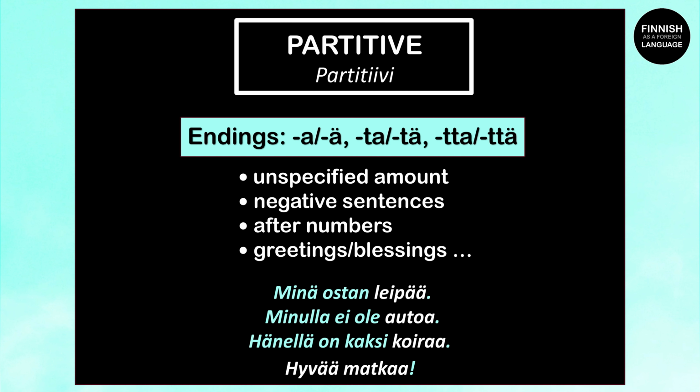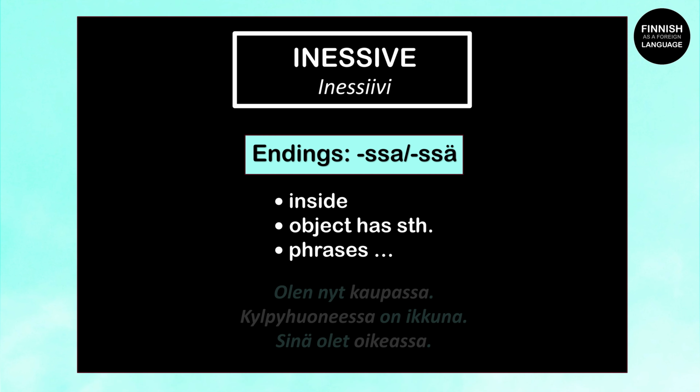And we move on to the next one, the inessive case. This one is ending in either ssa or ssä. The inessive case is used when we're talking about something that is inside. Then it's also used to express that an object has something. And it's also used in some common phrases.